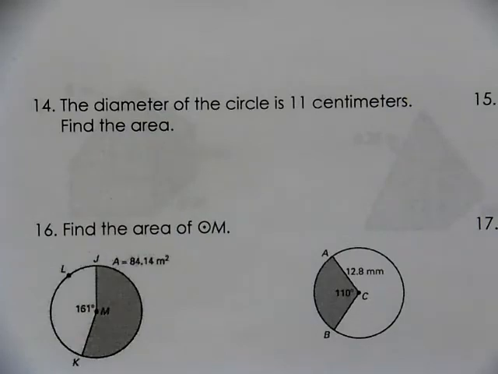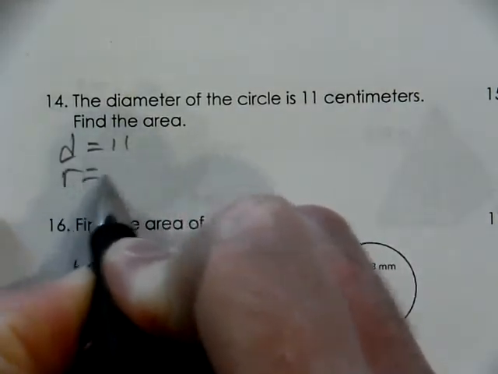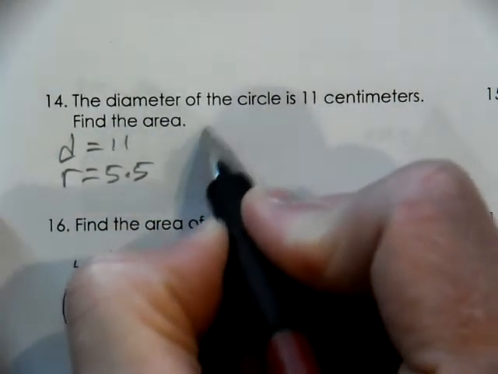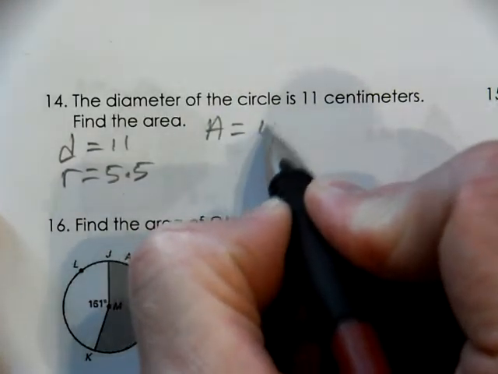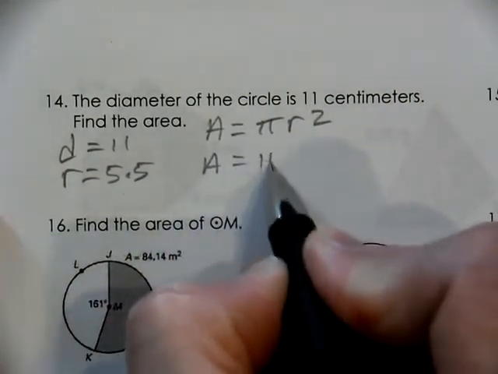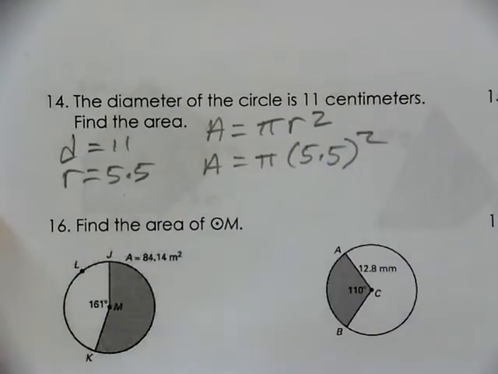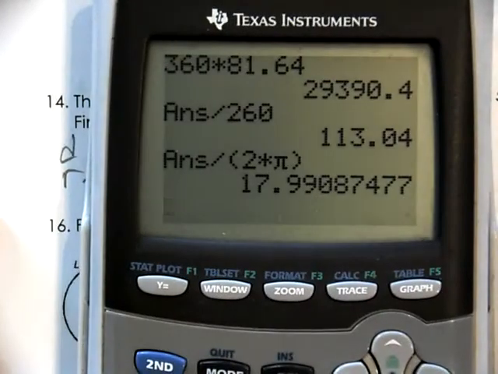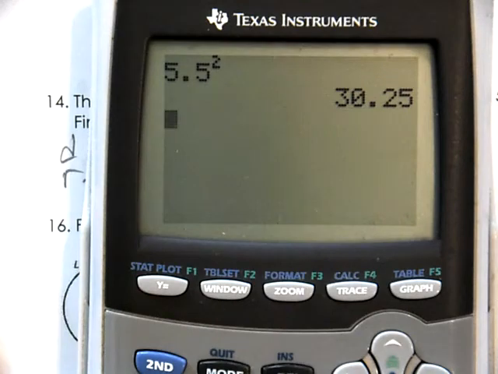On the flip side, the diameter of a circle is 11. So if the diameter equals 11, then the radius equals 5.5. To find the area of a circle, you want this on your note card. This is pi r squared. So the area is going to be pi times 5.5 squared. 5.5 squared. So that's kind of your exact answer with pi.